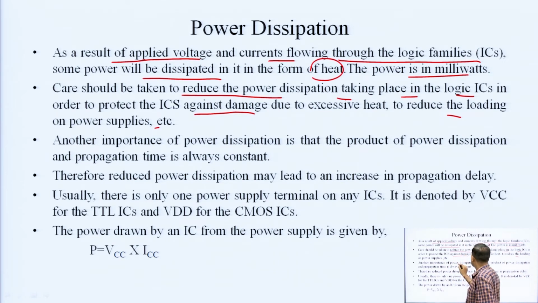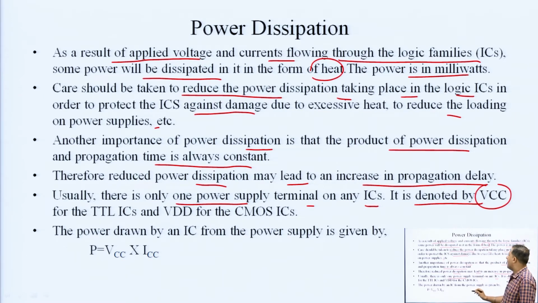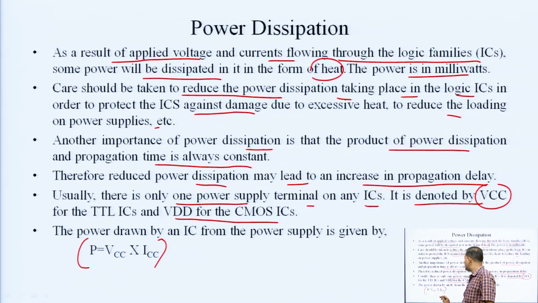Okay. Another importance of power dissipation is that the product of power dissipation and propagation time is always constant. Therefore, reduced power dissipation may lead to an increase in propagation delay. These two are interrelated. If we reduce the power dissipation, it can increase the propagation delay. Okay. Usually, there is only one power supply terminal for any IC, denoted by VCC for TTL ICs and VDD for CMOS ICs. The power drawn by an IC from a power supply is given by the formula VCC into ICC.